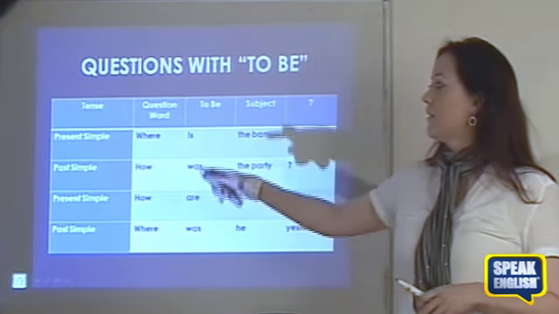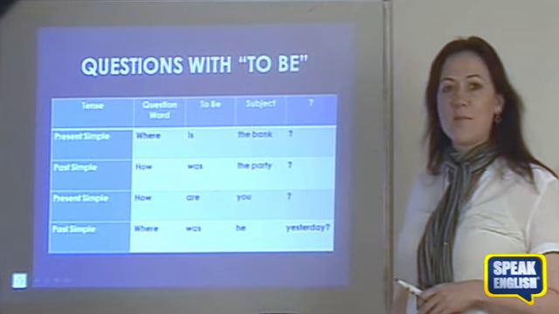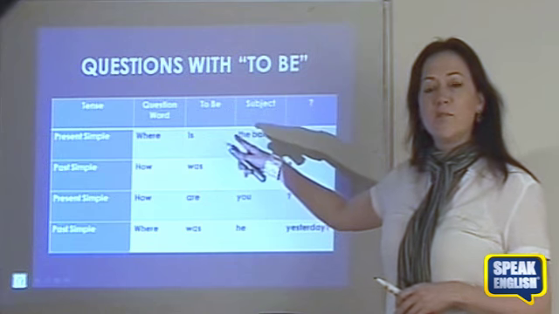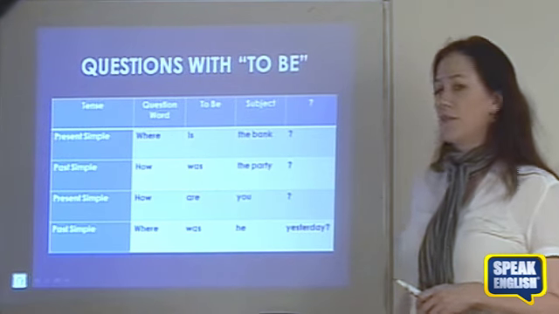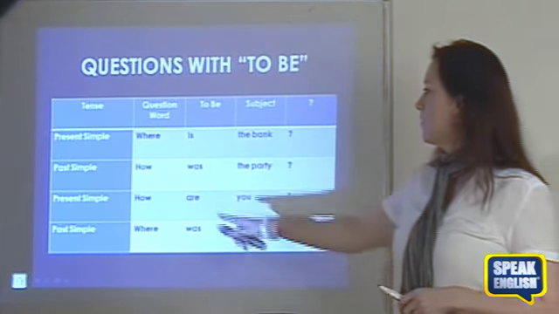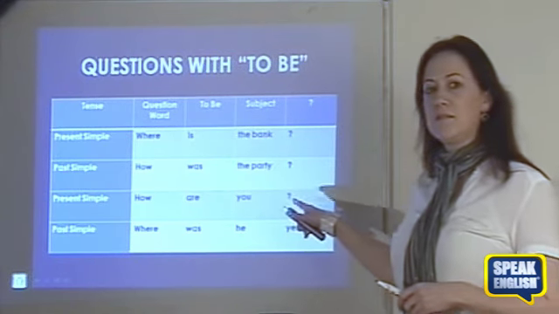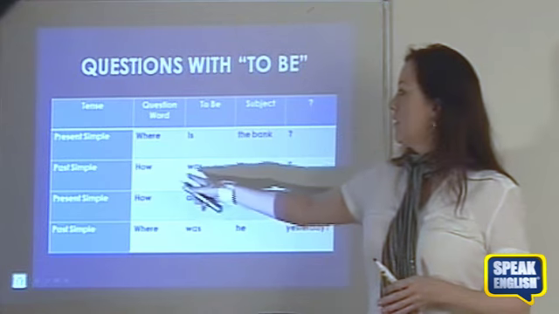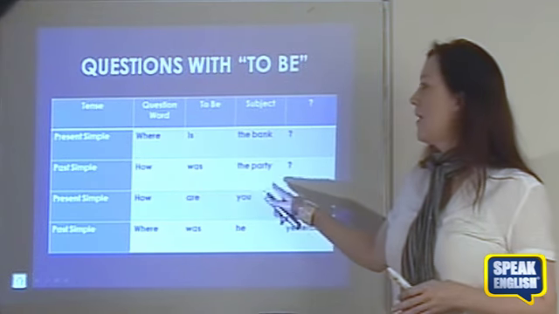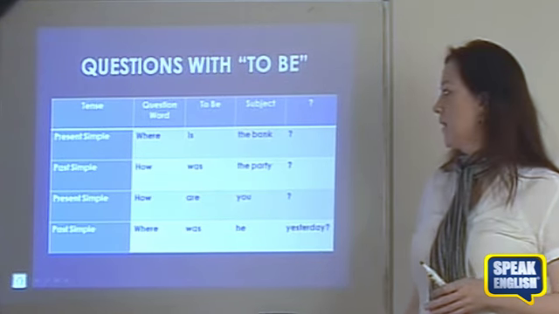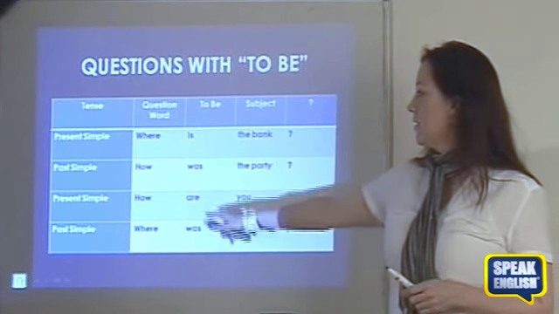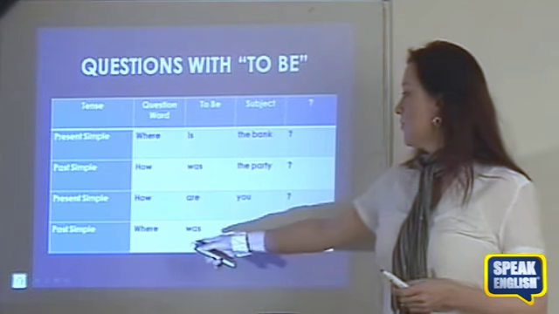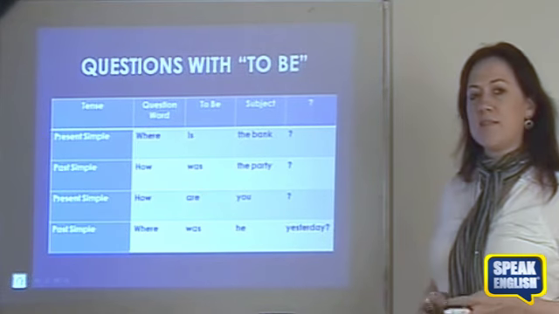For example, in present simple, where is the bank? Where is a question word, is a form of to be, the bank is the subject. So let's look at past simple. How was the party? All we've done is change to be to the past. Question word how, the party is subject. Another present simple example, how are you? Past simple, where was he yesterday?